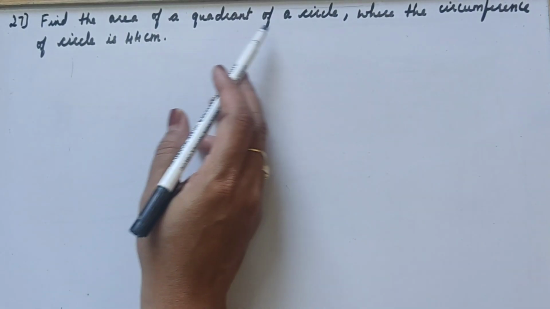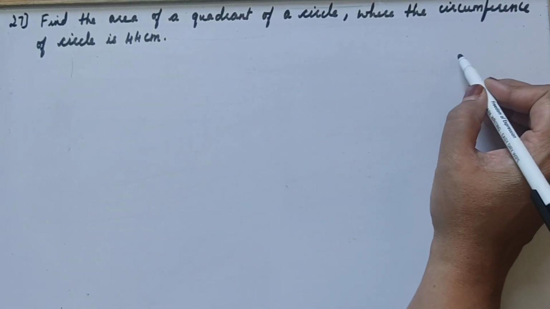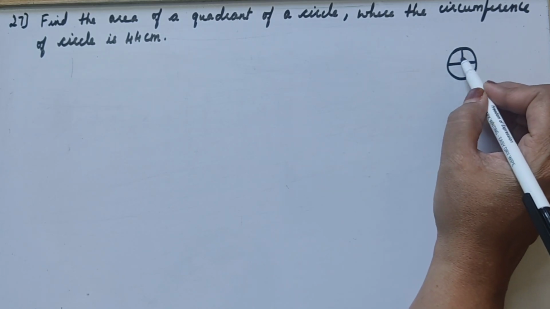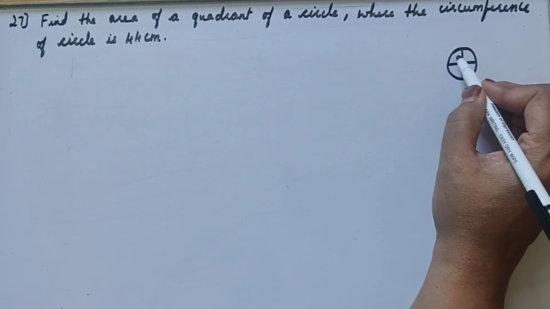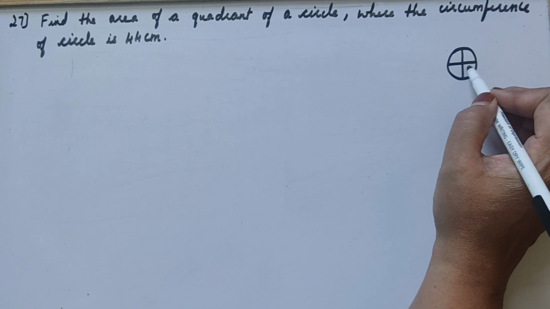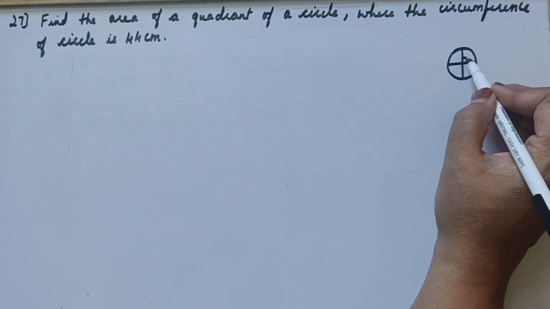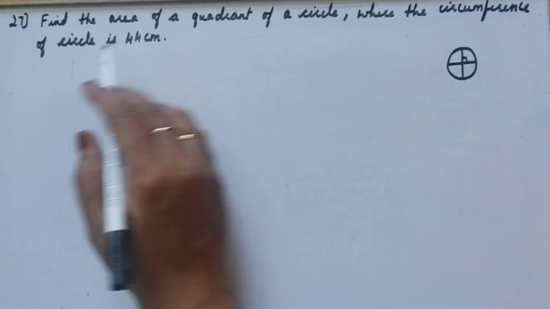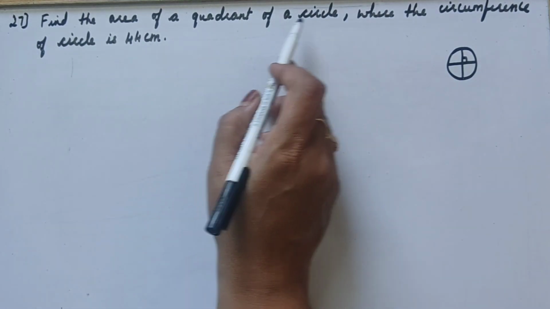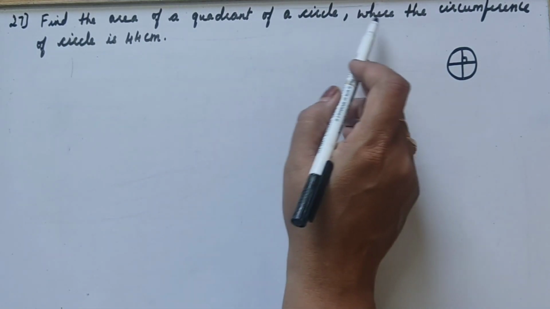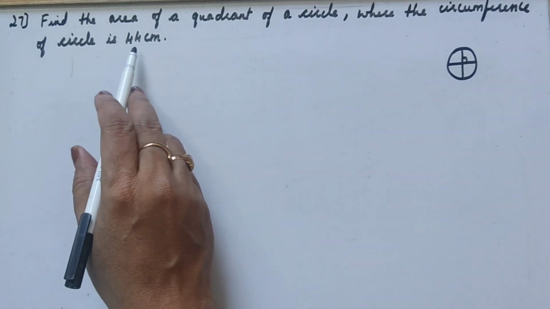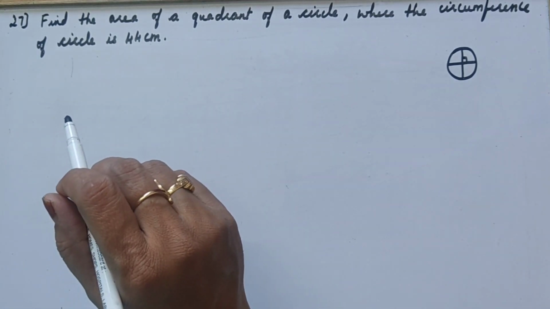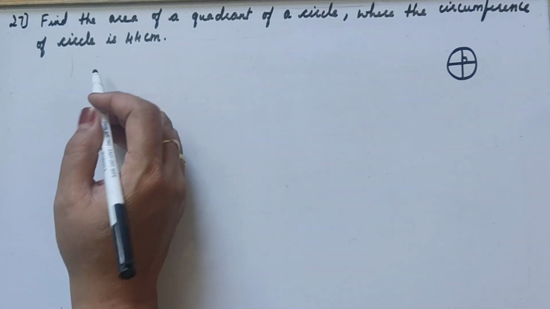Find the area of a quadrant of a circle. Okay, quadrant. This is a circle. It is divided into 4 parts, so each part is called a quadrant. So the quadrant angle will be exactly equal to 90 degrees. We need to find the area of the quadrant of a circle where the circumference of the circle is 44 centimeter. Here the radius is not given. We need to find out the radius first.